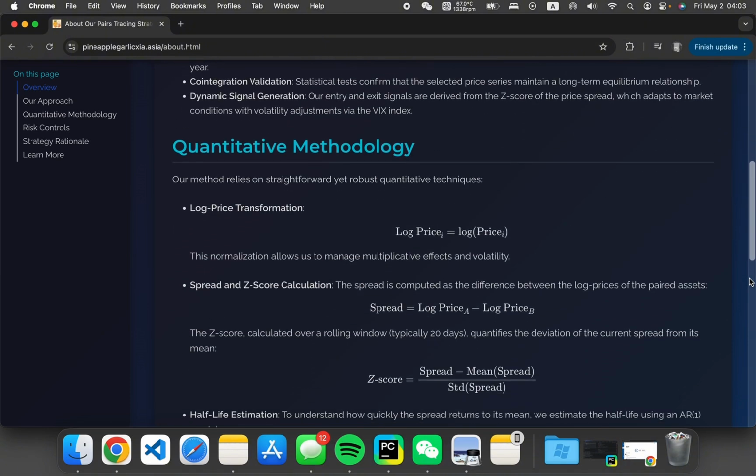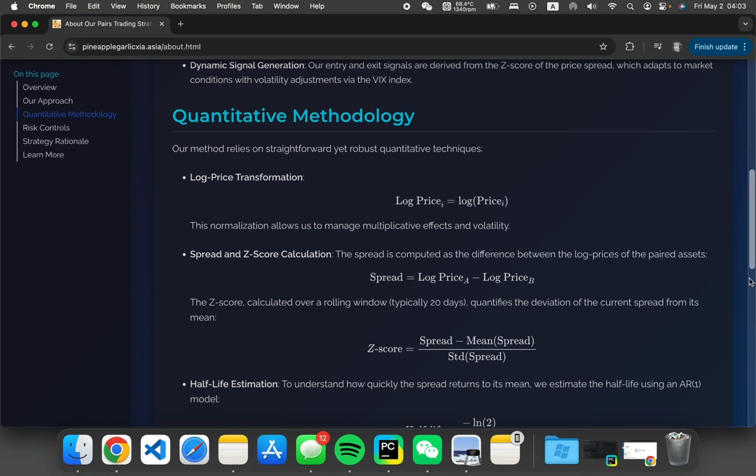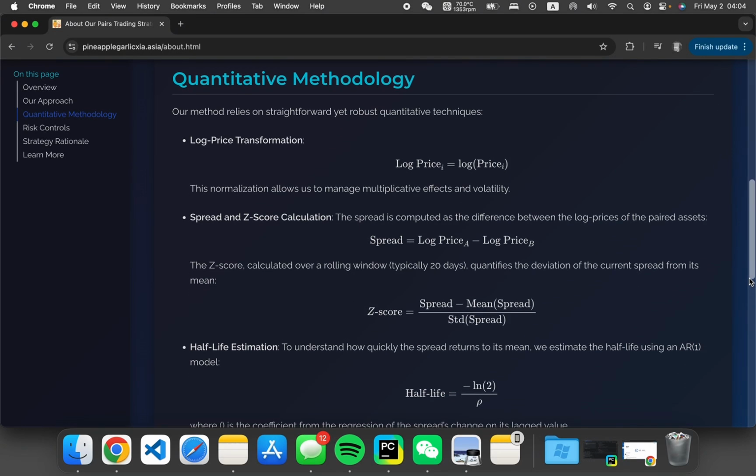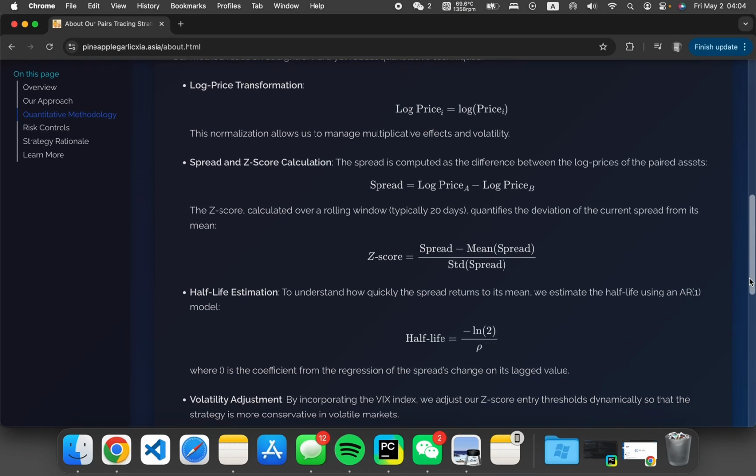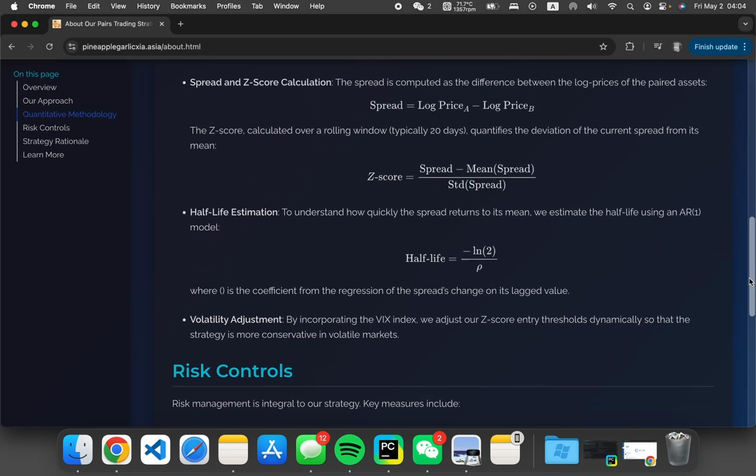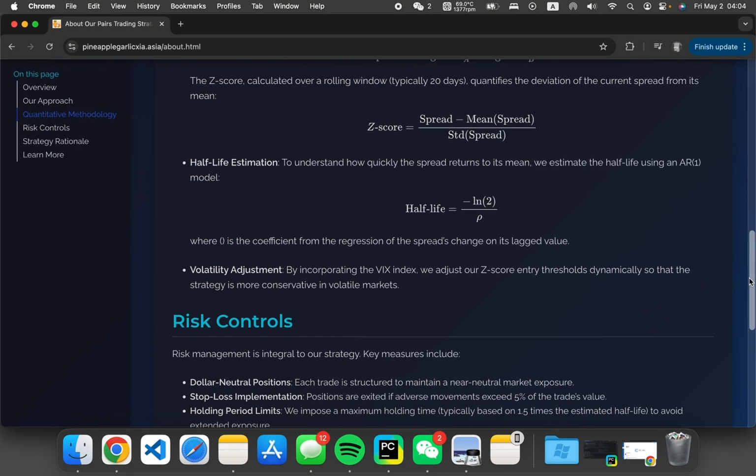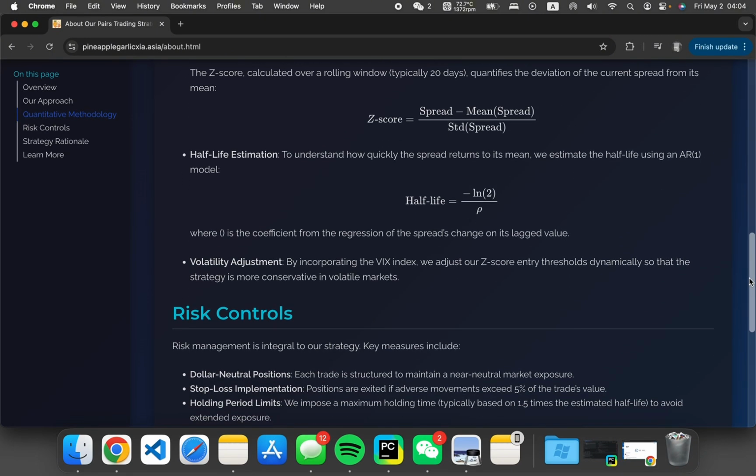The key takeaways here are mean reversion: we expect prices to return to their historical relationship. And we have statistical rigor: we use techniques like correlation and co-integration testing to find reliable pairs. And we have risk control: dollar neutral sizing, stop loss rules, and maximum holding periods keep risk in check.